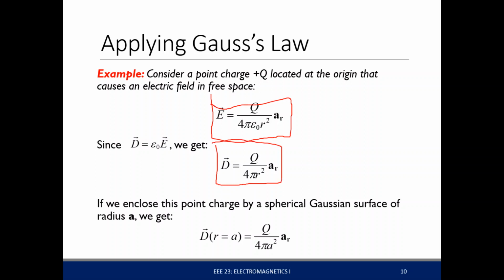Where did we get that? Sorry, where did we get that? D is equal to epsilon naught times E. So if we enclose the point charge by a spherical Gaussian surface of radius a, the flux density on all points on the surface is equal to this. We just evaluate the flux density at the radius equal to a.